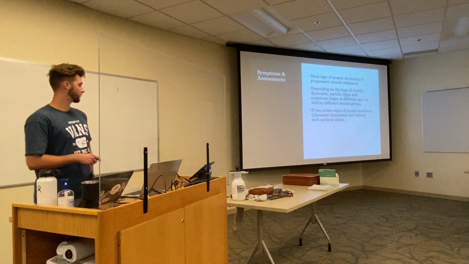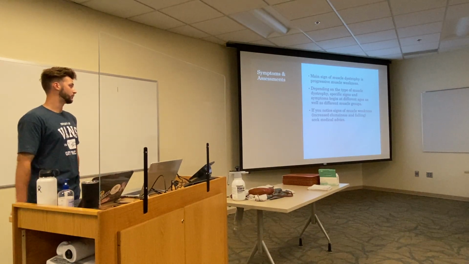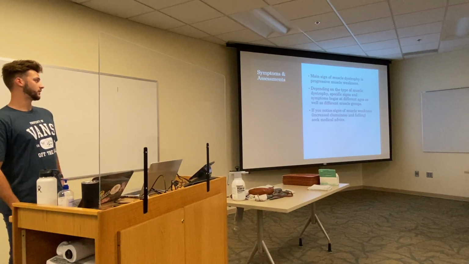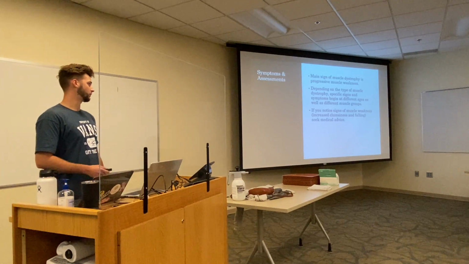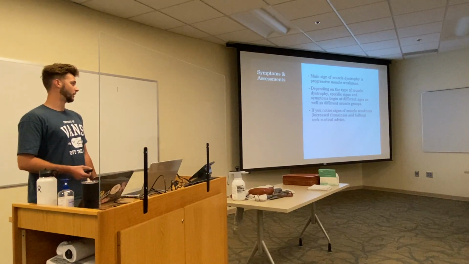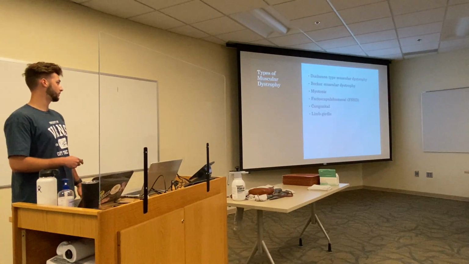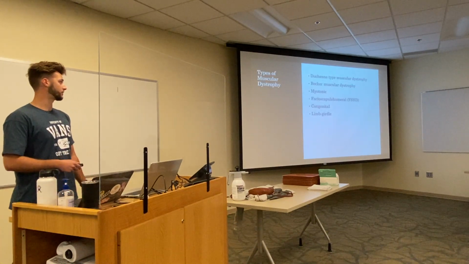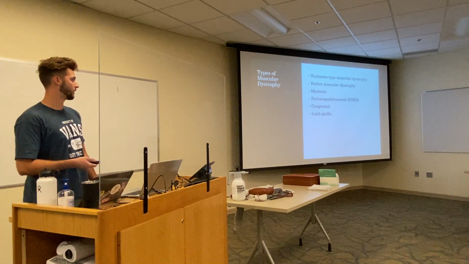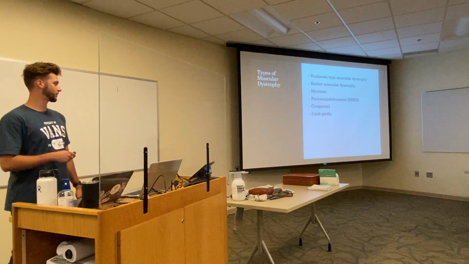Some symptoms and assessments. The main sign of muscular dystrophy is progressive muscle weakness. And depending on the type of muscle dystrophy, specific signs and symptoms begin at different ages as well as different muscle groups. If you do notice signs of muscle weakness, which include increased clumsiness and falling, it is advised to seek medical advice. Types of muscular dystrophy: the Duchenne type muscular dystrophy, Becker, myotonic, fascio, I'm not going to try that, congenital, and limb-girdle.